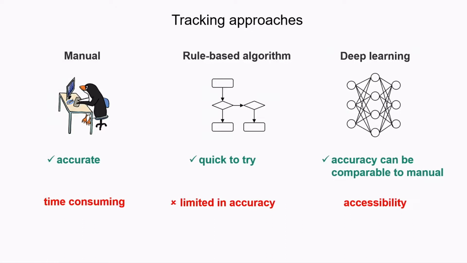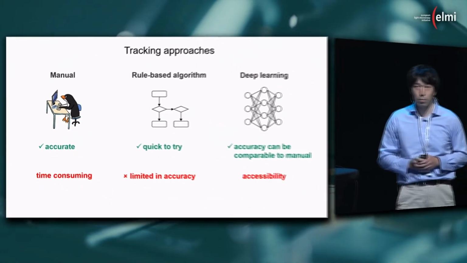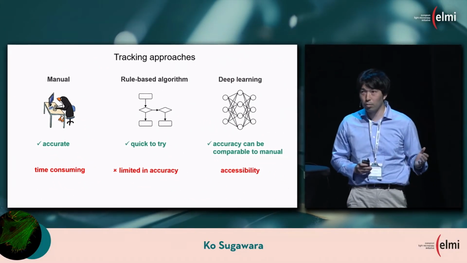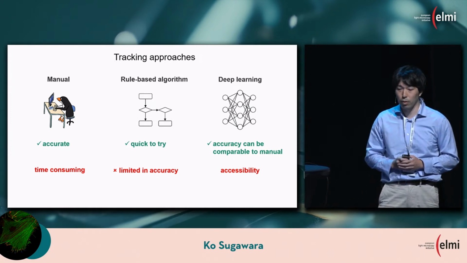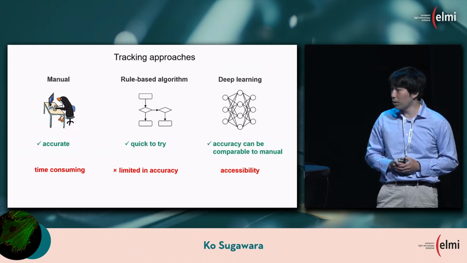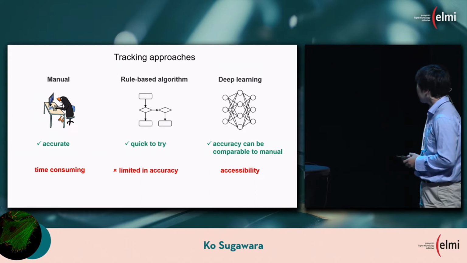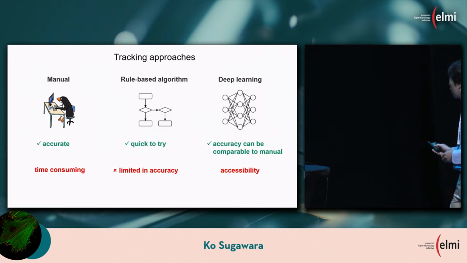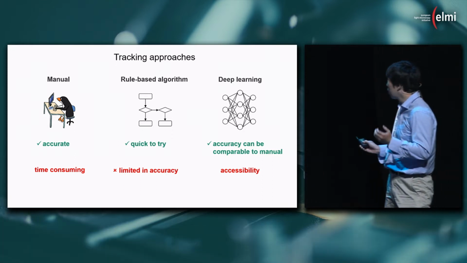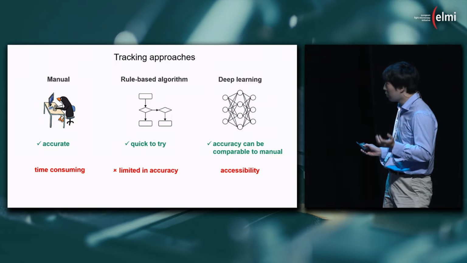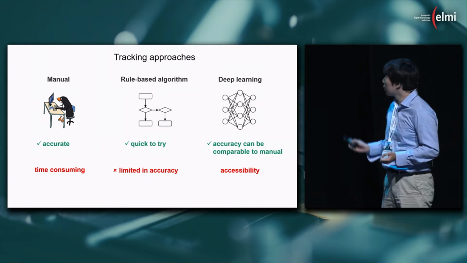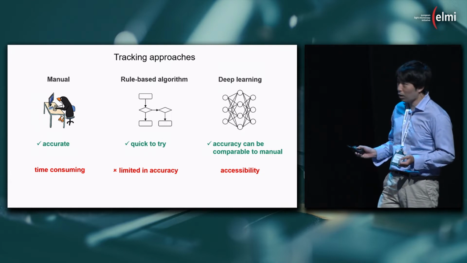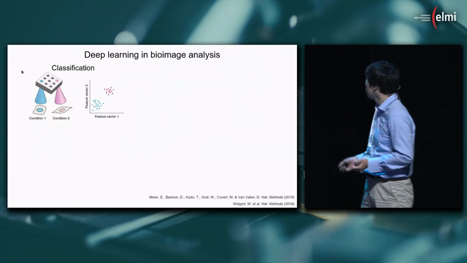So there are several approaches in cell tracking. The first approach is manual workflow, which is accurate but time-consuming. The second option is rule-based algorithm, which is quick to try but limited in accuracy. The third approach is deep learning. It's becoming popular, and it has the potential to achieve an accuracy that can be comparable to the manual workflow. However, its accessibility is still limited. I will explain about that in the next slide.